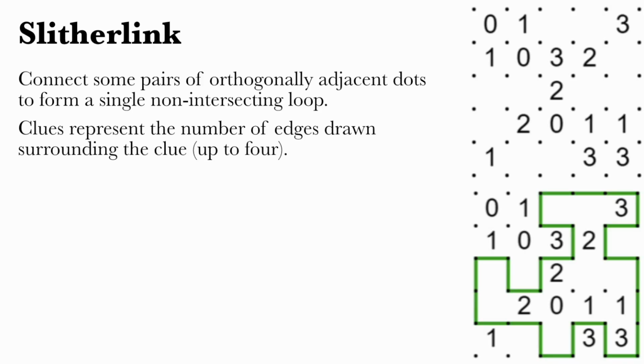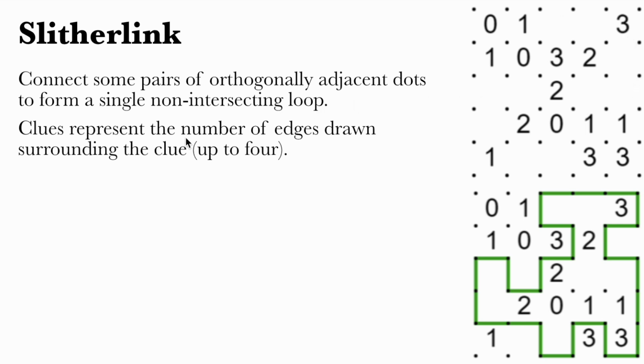But just in case this is new to you, we will start off by taking a look at the rules. Slitherlink is a loop drawing puzzle. We will connect some pairs of orthogonally adjacent dots to form a single non-intersecting loop. So orthogonally is saying horizontally or vertically. We don't go diagonally between dots, and non-intersecting meaning that we can't have the loop cross itself and make knots. It's a single, simple loop.